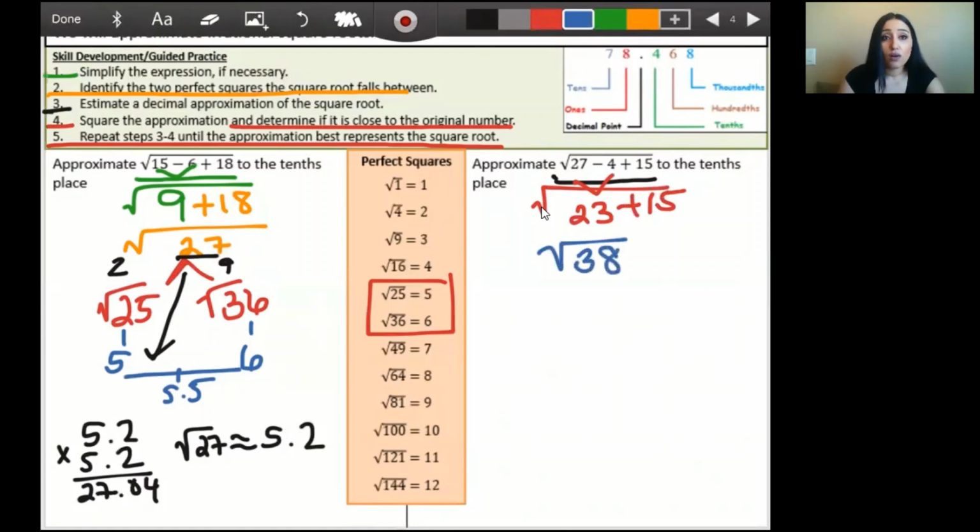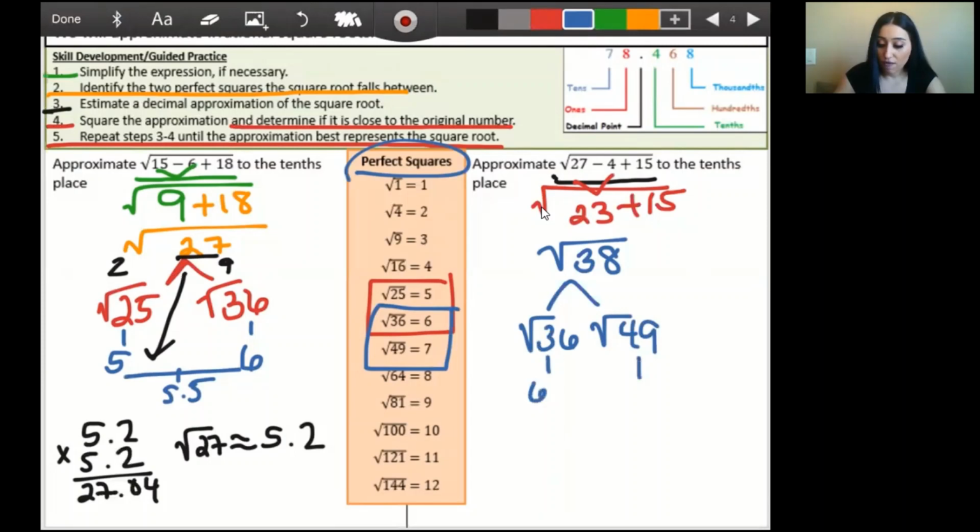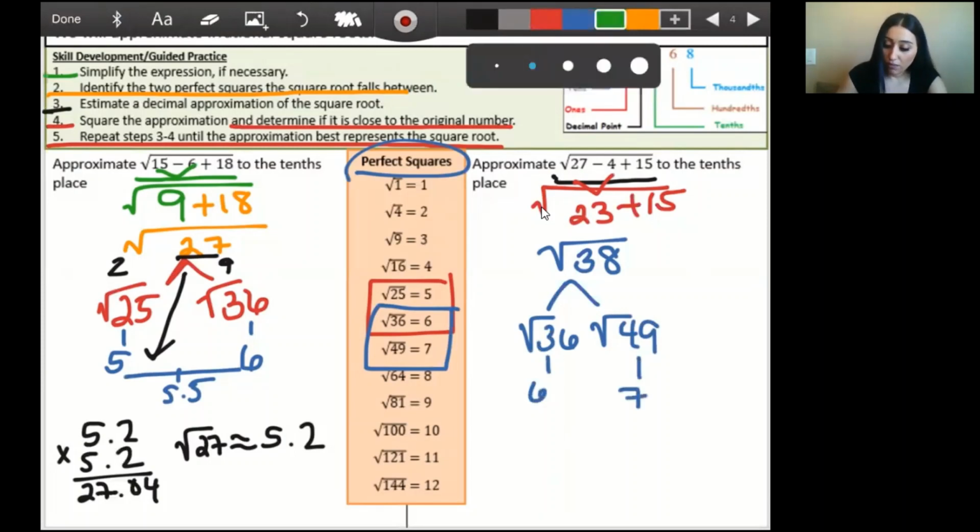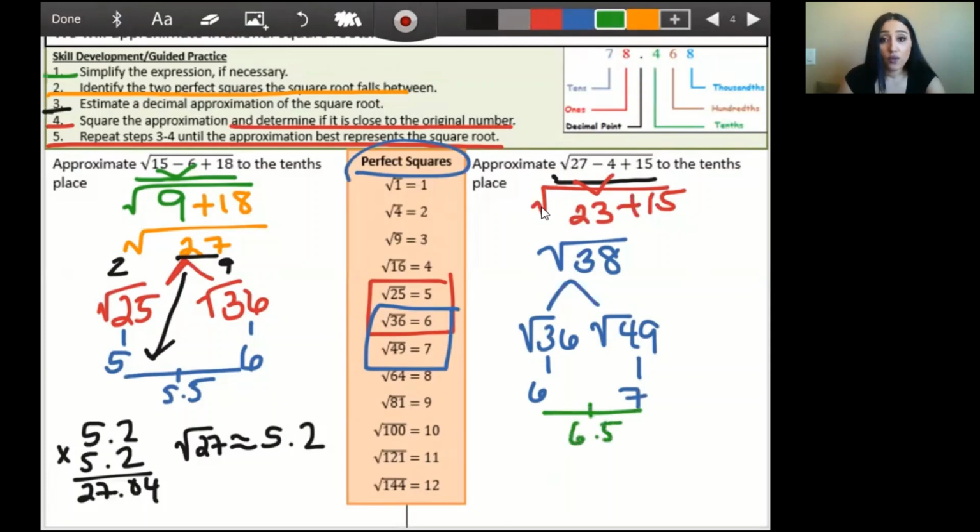So now I have to figure out what is the approximation to the square root of 38. And I need to make sure that I use my perfect squares to help me figure this out. So the square root of 38 falls in between the square root of 36 and the square root of 49. So the square root of 36 is 6 and the square root of 49 is 7. So somewhere in between these two numbers, and right down the middle I have 6.5, I know that the square root of 38 falls in between.